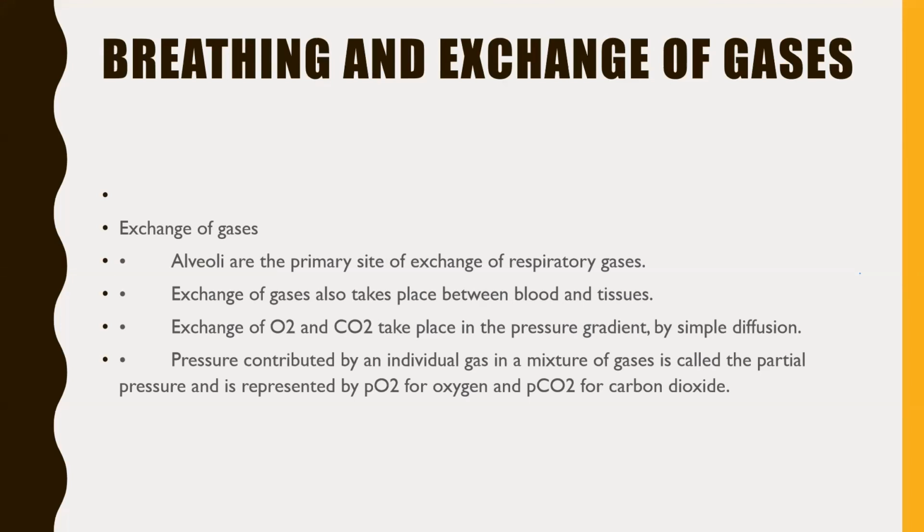Exchange of gases also takes place between blood and tissues. Tissues matte blood naduve kuda exchange of gases agutte. Exchange of oxygen and carbon dioxide takes place along the pressure gradient by simple diffusion. Andre pressure gradient, where the pressure is more. For example, if the oxygen pressure is more in the blood than in the cell, the oxygen will enter the cell.